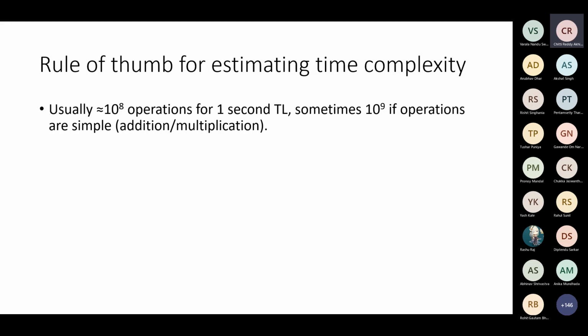Sometimes you can take 10 to the power 9 if your operations are simple, like addition and multiplication. Subtraction is also included. But division and taking modulo are not. If you go into the details of the hardware architecture, you will see that division and modulo are difficult operations, so they take more time. If you use those, don't expect to achieve 10 to the power 9. To be on the safe side, we usually take 10 to the power 8 only.